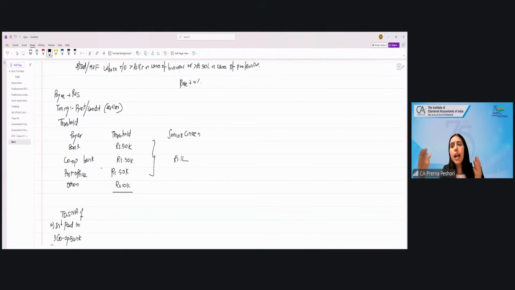Now the bank may have multiple branches. So do you calculate this 50,000 limit qua a branch or the bank in totality? It is total, ma'am, 50,000. Total bank or branch wise? There is a CBDT circular with respect to this. What does it say?